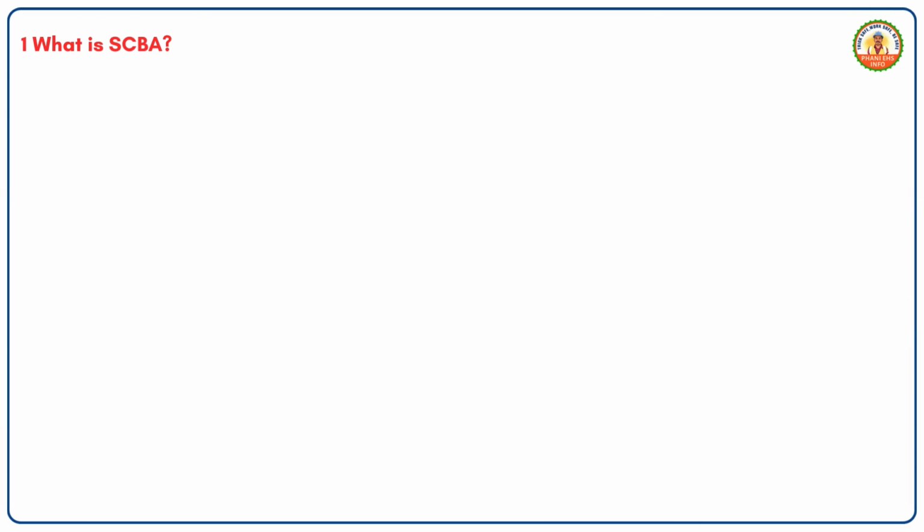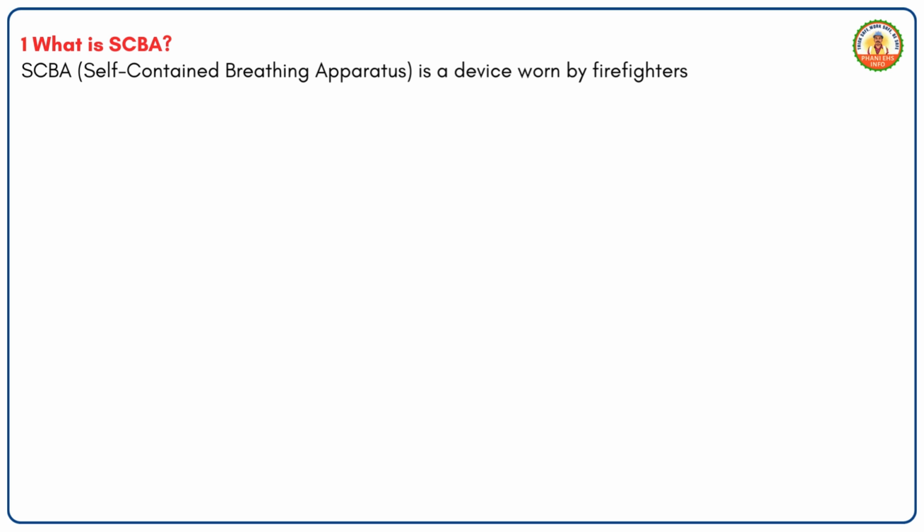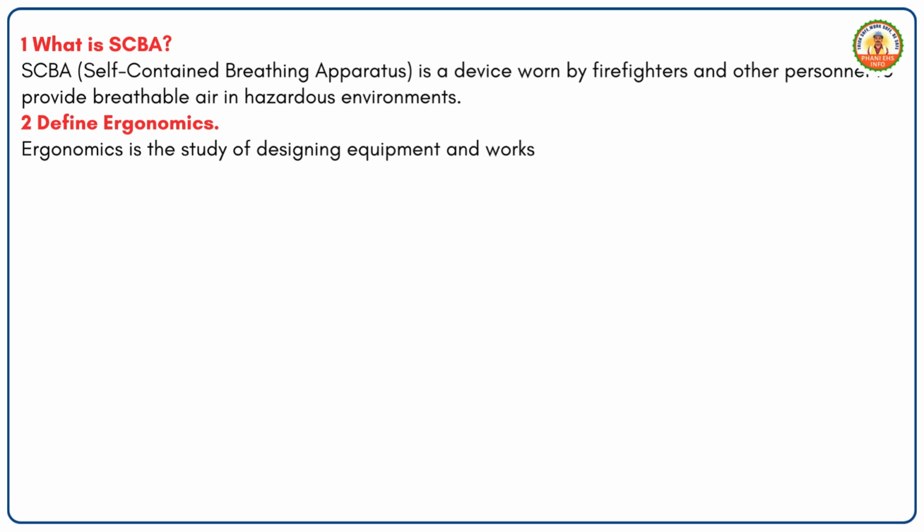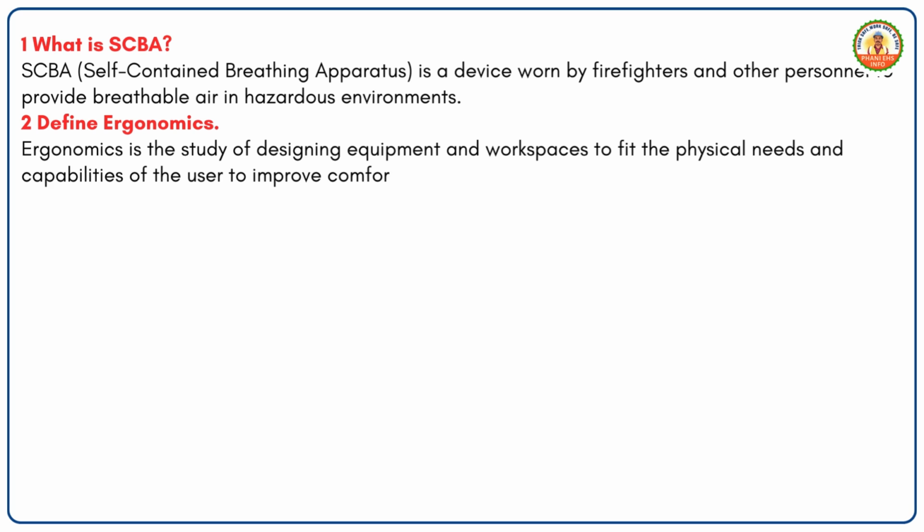1. What is SCBA? SCBA, self-contained breathing apparatus, is a device worn by firefighters and other personnel to provide breathable air in hazardous environments. 2. Define ergonomics. Ergonomics is the study of designing equipment and workspaces to fit the physical needs and capabilities of the user to improve comfort and efficiency.